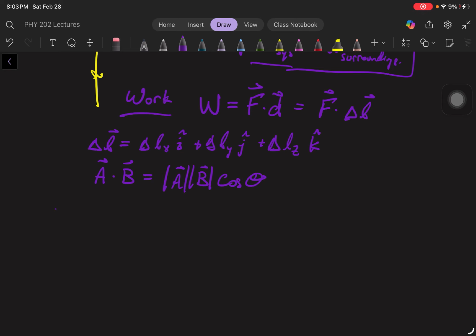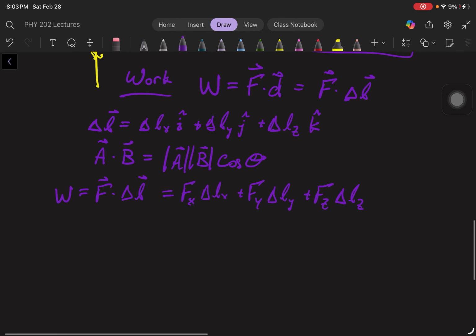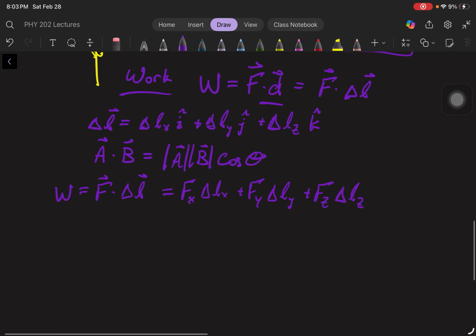Right, and so if we have work is equal to F dot delta L, we can say that's equal to Fx delta Lx plus Fy delta Ly plus Fz delta Lz. Right, and you could have kept this as a d and had it be a dx, a dy, a dz, but this is what we're going to stick with for now.